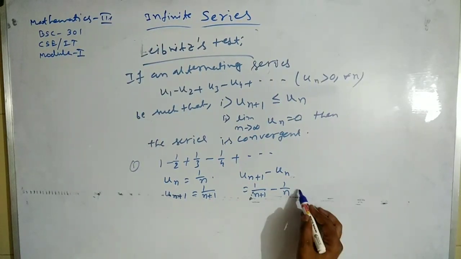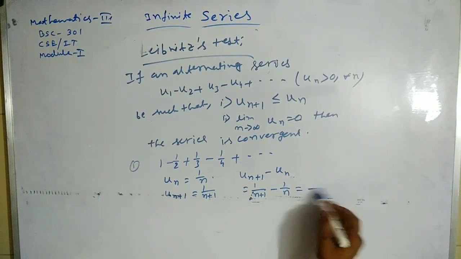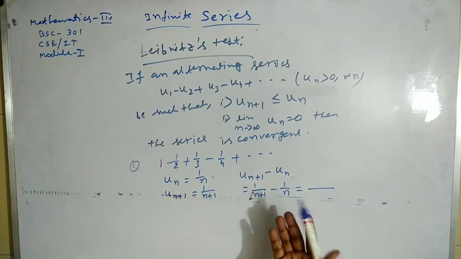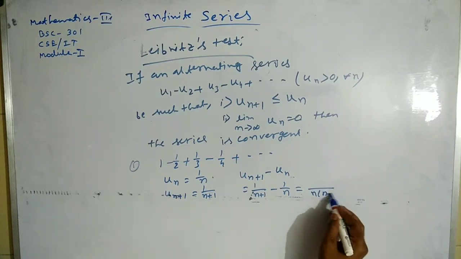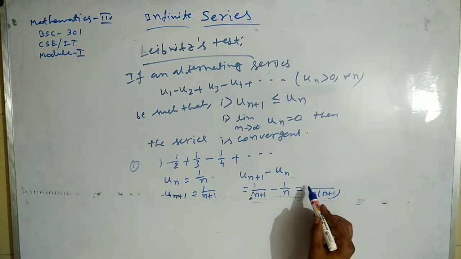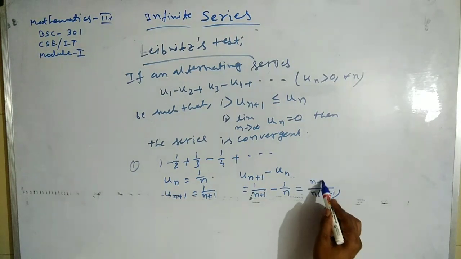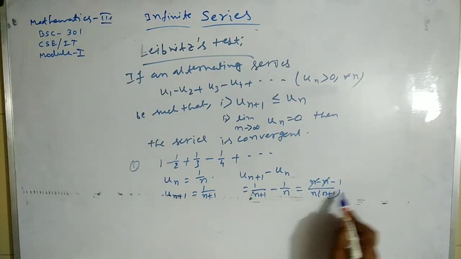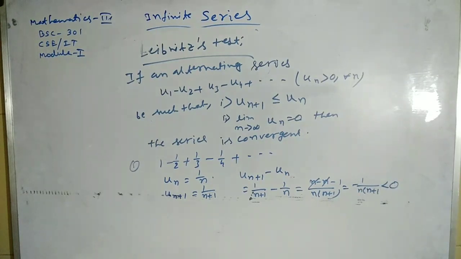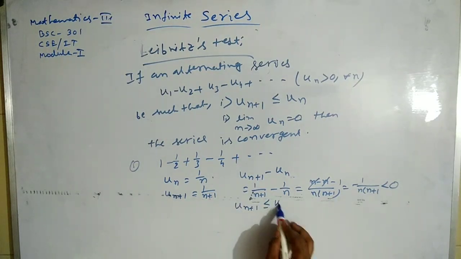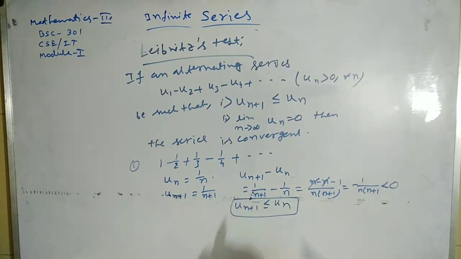So obviously it is clear that it will be negative, because 1 by n plus 1 is less than or equal to 1 by n, though we have to show it. So it will be n into n plus 1 in the denominator, and the numerator will be n minus n minus 1, that is equal to minus 1 by n into n plus 1, which is less than 0. So since this is less than 0, we can say that un plus 1 is less than or equal to un. So the first condition is satisfied.